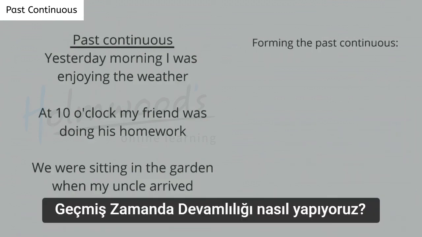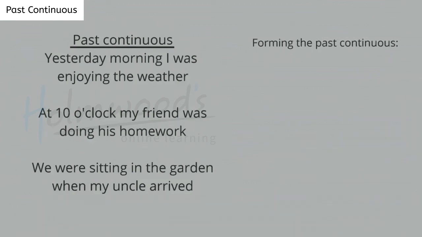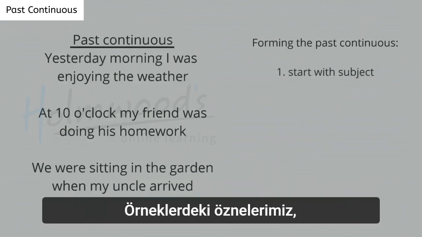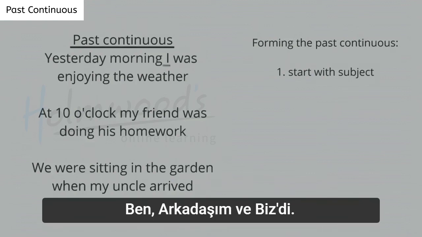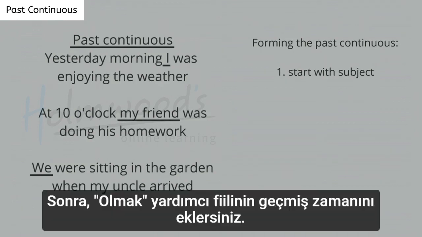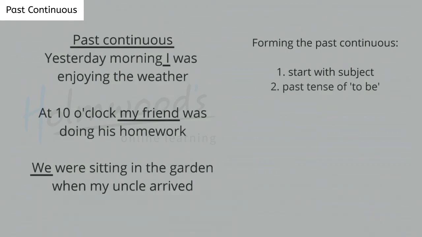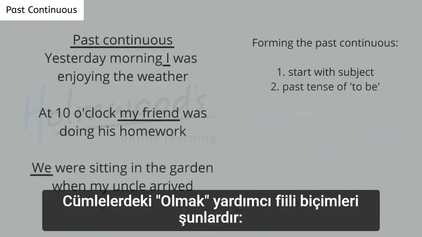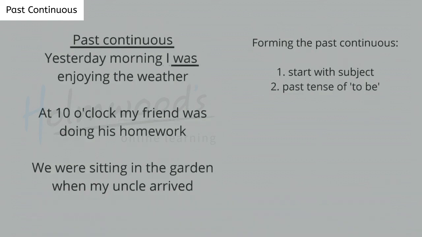How do we make the past continuous? You start with the subject. In the examples, they are I, my friend, and we. Then you add a past tense of the auxiliary verb to be. In the sentences, the forms of to be are was, were.